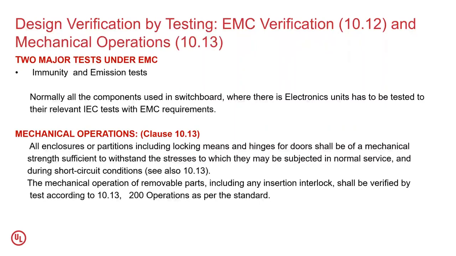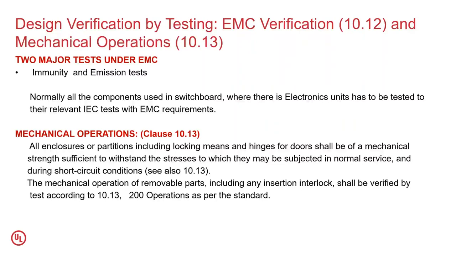Basically, this can be verified based on the verification of the certificates. Example, in the switchboard, where the components are electronic in nature, with the nature of emission, we only need to verify for emission and immunity. If they have certificates showing this is already certified for the particular immunity level and emission level, we will not do the testing for EMC. We accept by verification. Finally, is mechanical operations.